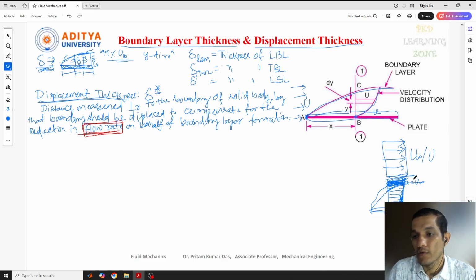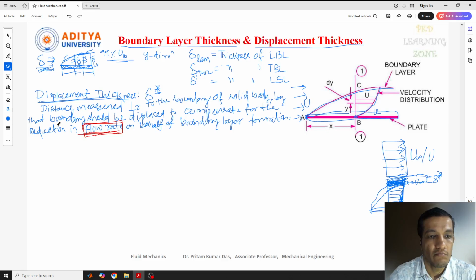Okay, so this is the compensation that happened. This change is called delta star, or displacement thickness. So boundary layer displaced, that is the meaning. So let's do one derivation for this delta star.